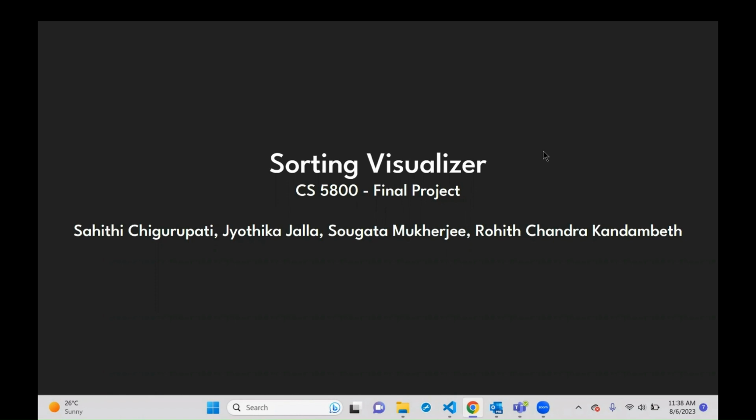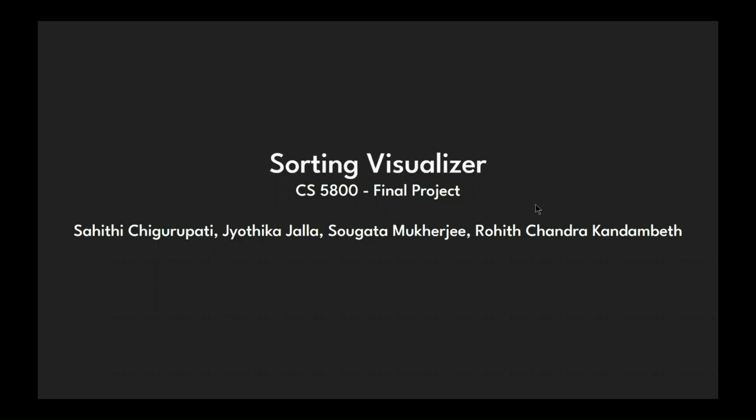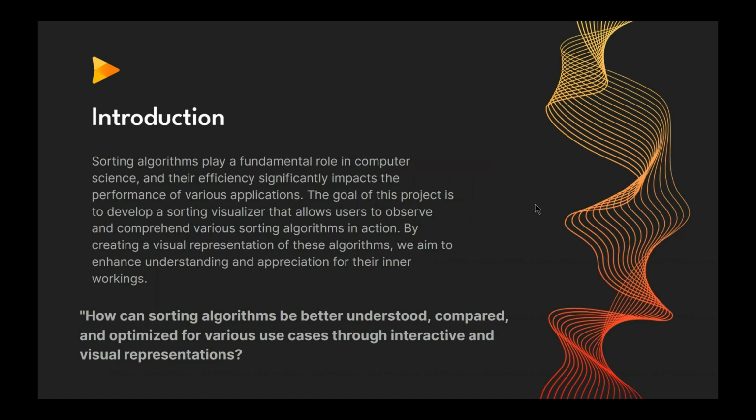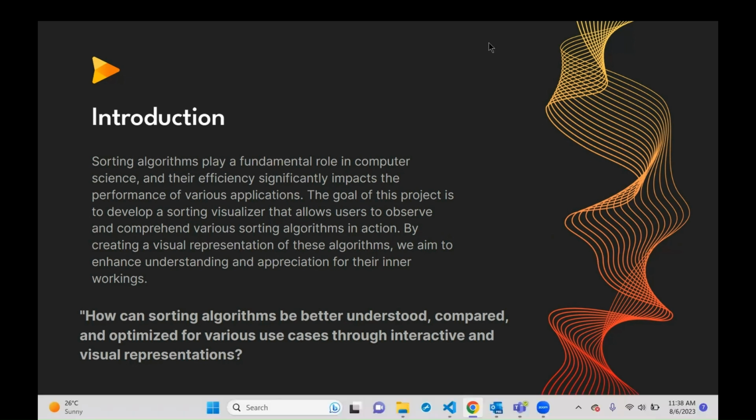The project that we've developed is called the sorting visualizer. So let's see what exactly a sorting visualizer is. Sorting algorithms play a fundamental role in computer science, and their efficiency significantly impacts the performance of a variety of applications. The goal of this project is to develop a sorting visualizer that allows users to observe and understand various sorting algorithms in action. By creating a visual representation of these algorithms, we aim to enhance the understanding and appreciate their inner workings better.